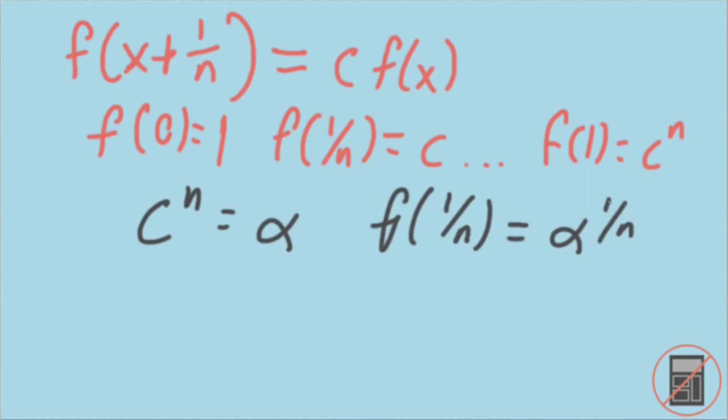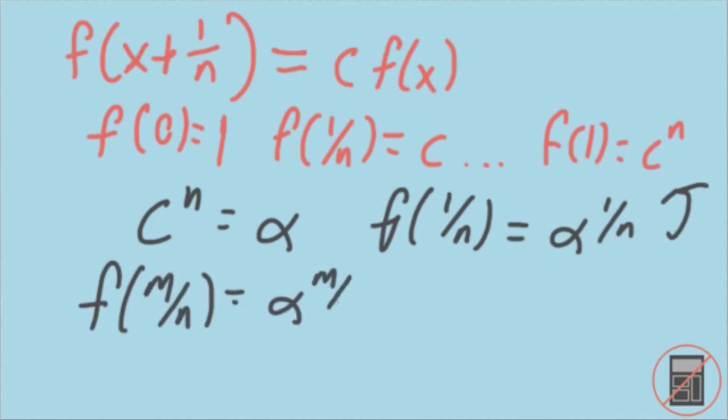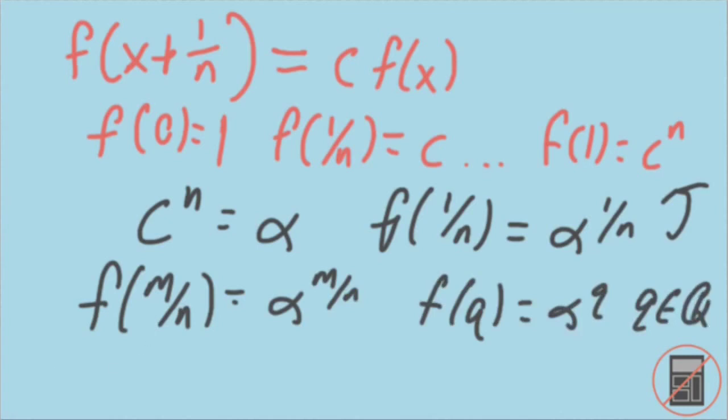And then repeating this, plugging this back in, we get that f of m over n is equal to alpha to the m over n. So we have f of q is equal to alpha to the q for all rationals q. Finally, since our function is continuous, we can apply this to all the real numbers by squeezing in between the rationals, and we get that f of x is equal to alpha to the x.